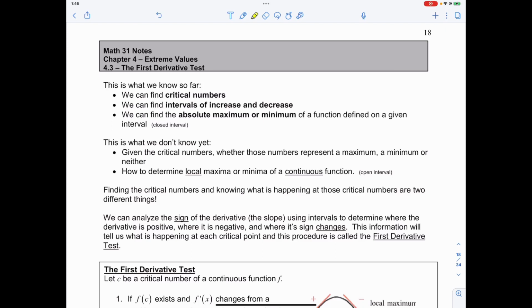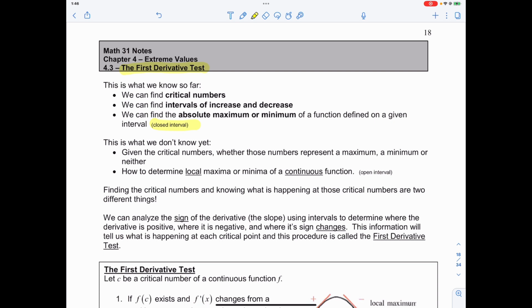So for this lesson, we're going to take what we learned in 4.2 and apply it using what's called the first derivative test. This is what we know so far. We can find critical numbers. We can find intervals of increase and decrease based on when the derivative is positive or negative. And we can find the absolute maximum or minimum of a function defined on a closed interval.